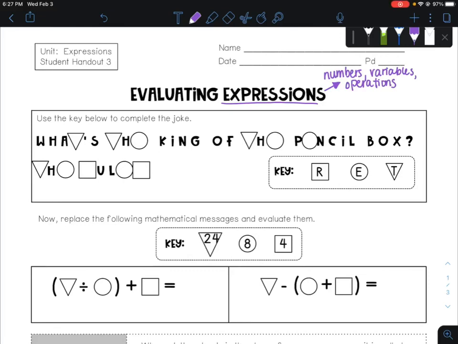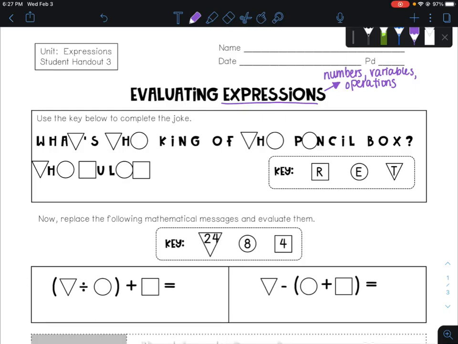For lesson 3 of our expressions unit, we'll be talking about evaluating expressions. And we keep saying this word expression. An expression just contains numbers, variables, and/or operations. So a bunch of different things combined together to express something, like a phrase or a sentence in English, but written with math instead. Okay?